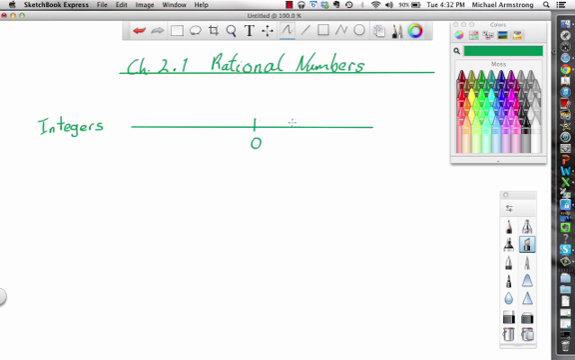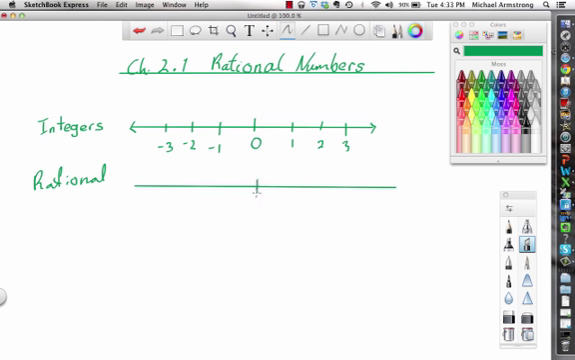Integers are all the numbers that we use to count with, the whole and the natural numbers, 1, 2, 3, and so forth, into infinity, as well as -1, -2, -3, and so on into infinity. But the rational numbers also include all the ones in between the numbers. So a rational number includes all the same numbers, but it also includes what's in between, like right here, 0.5.